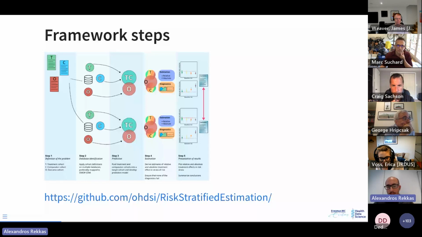This whole process can be run with the R package that we developed called RiskStratifiedEstimation, and it's available on the Odyssey GitHub.